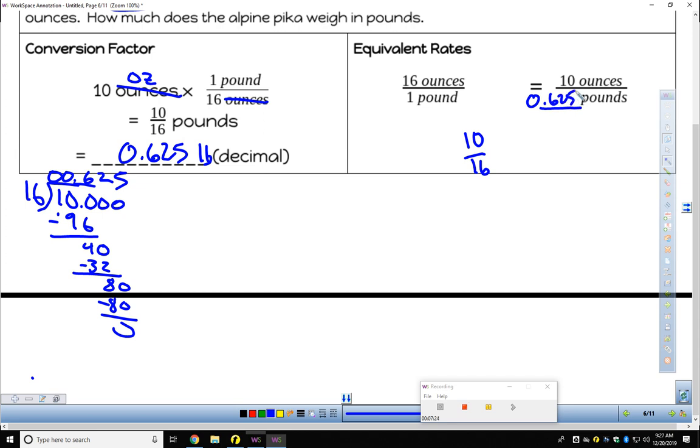And I think that's the key here on this particular problem, is starting to use a little bit of reasoning here. If you know that my ounces is getting smaller, does it make sense for my pounds to get bigger?